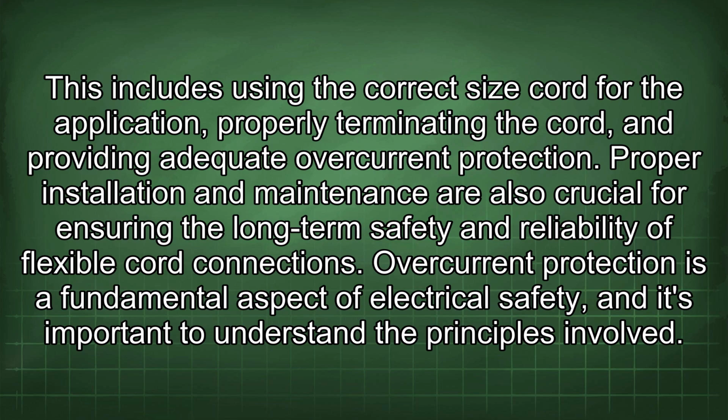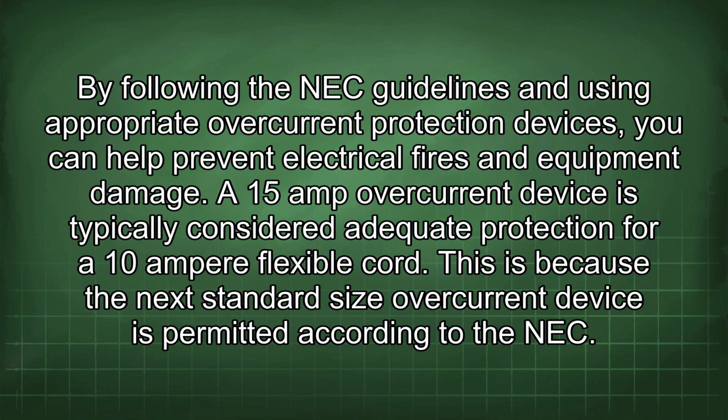Proper installation and maintenance are also crucial for ensuring the long-term safety and reliability of flexible cord connections. Overcurrent protection is a fundamental aspect of electrical safety, and it's important to understand the principles involved. By following the NEC guidelines and using appropriate overcurrent protection devices, you can help prevent electrical fires and equipment damage. A 15 amp overcurrent device is typically considered adequate protection for a 10 ampere flexible cord. This is because the next standard size overcurrent device is permitted according to the NEC.